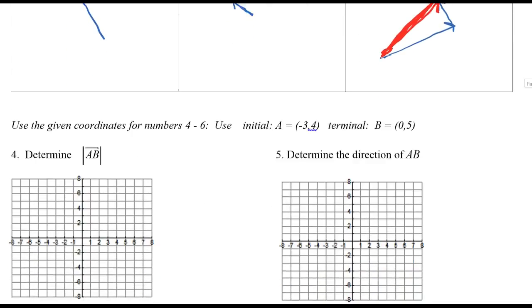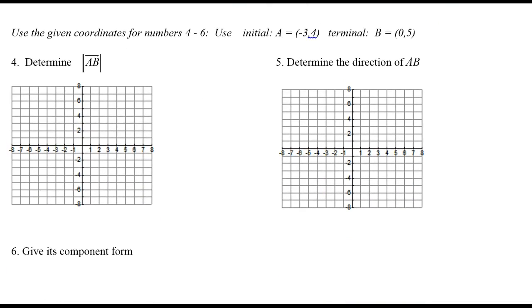All right. Now we get to go on to a coordinate plane, okay? So use the given coordinates for numbers 4 to 6. Initial point, negative 3, 4. I'm going to go ahead and draw that. Negative 3, 4, so there's A. Terminal point, 0, 5. Okay, so here we have this little baby vector right here.